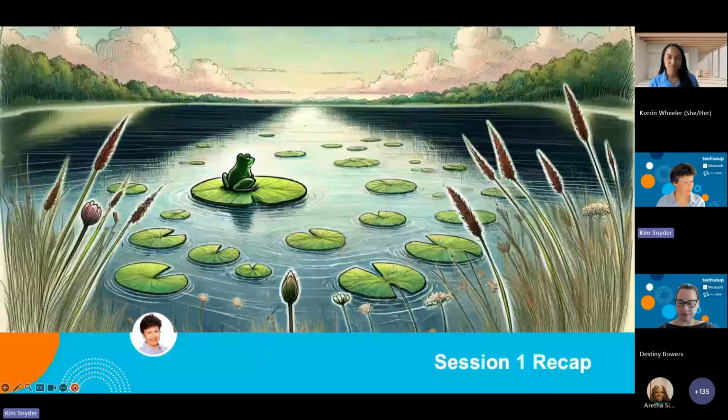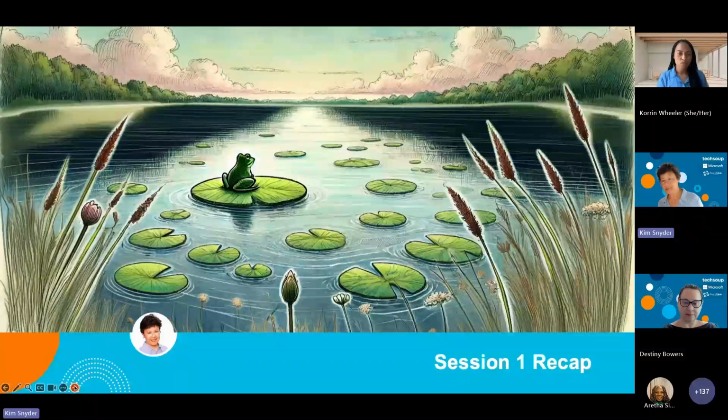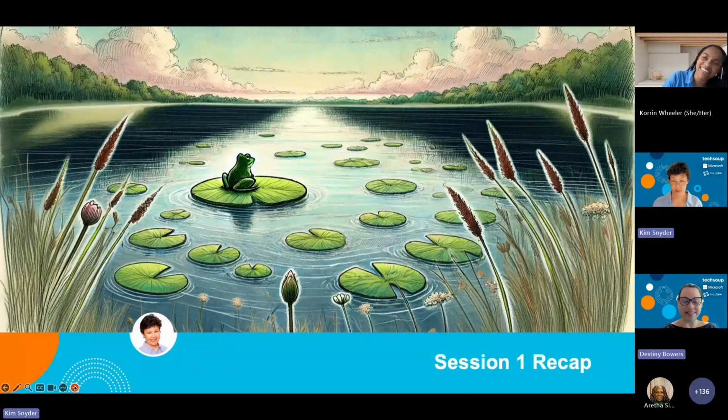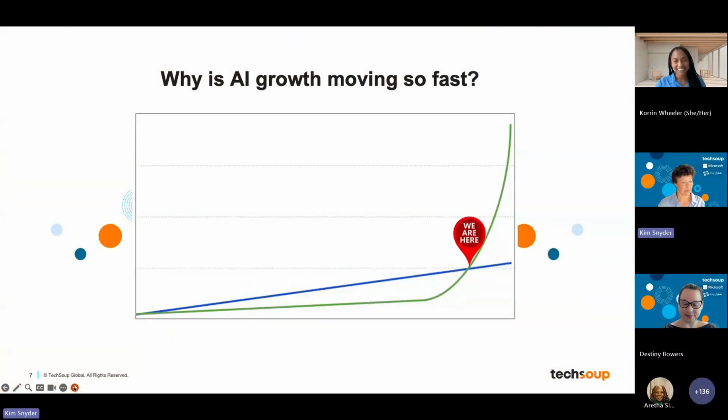All right, so the recap of session one. Some people who weren't here for session one, Destiny, might even already be wondering, like, frogs, what are they talking about? I thought I came to AI, not amphibian class. Amphibian intelligence. One and the same. One and the same. Okay, so it'll all make sense in a second.